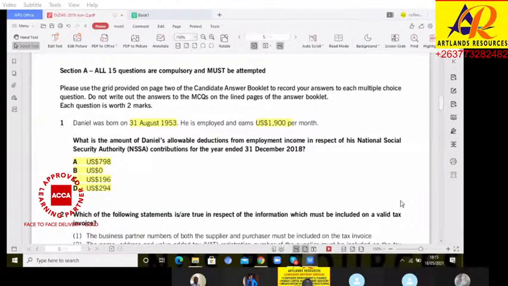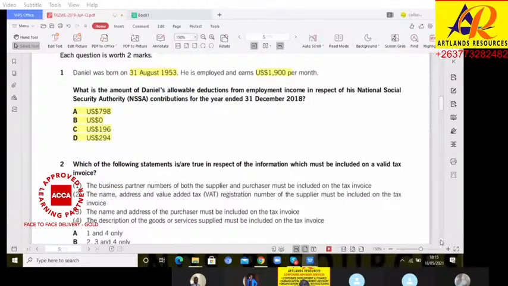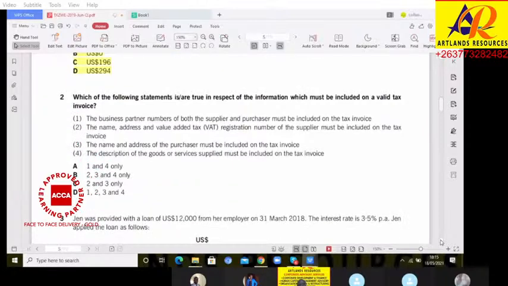So we simply say 0.035 times 700 times 8. So the correct answer for this paper was 196. Notice you don't contribute NASSA when you are now older than 65.